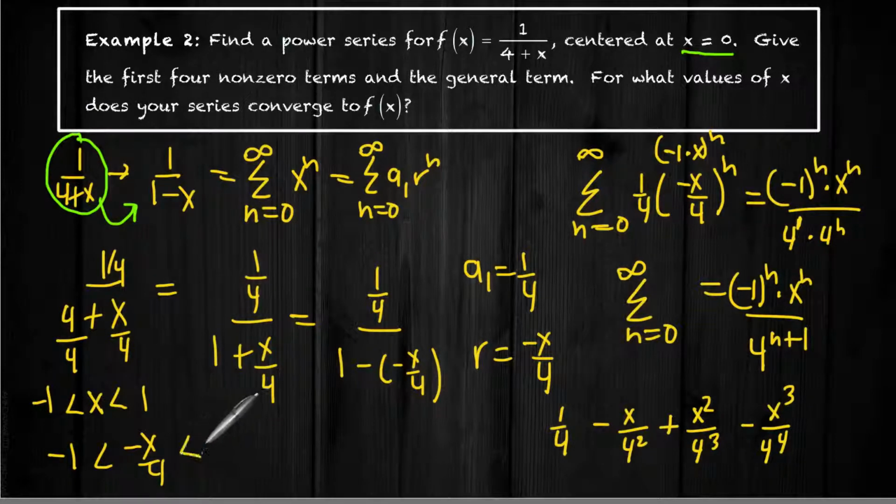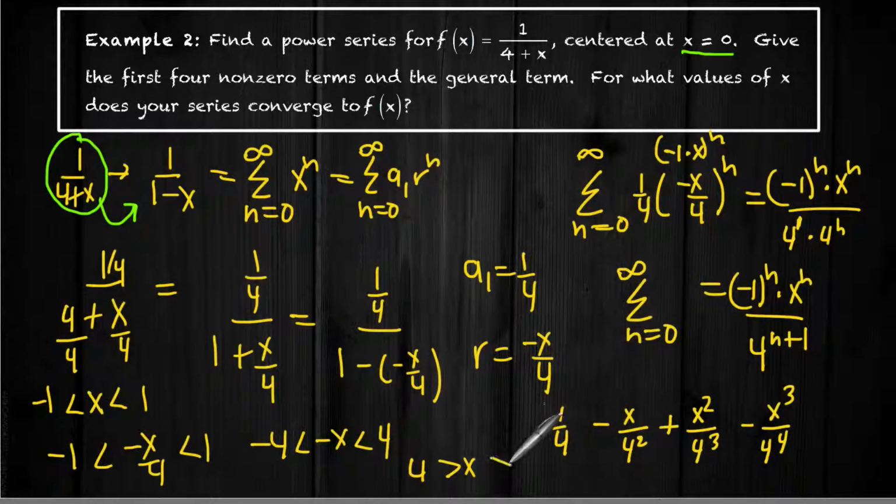So now we're going to replace our r with -x/4. And we're going to multiply everything by 4. And so that's going to give us -4 is less than -x is less than 4. We're going to multiply everything by -1, which is going to change the signs. Anytime you multiply any part of an inequality by a negative, it's going to change the sign. So that's going to be 4 is going to be greater than x is going to be greater than -4. So essentially, it's going to converge for all values from -4 to 4.